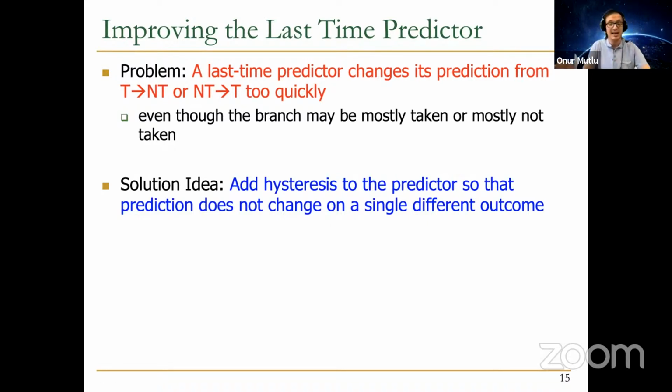Now, hysteresis is a very common engineering concept. Whenever you design control systems, you want the control system to be stable, meaning whenever you see something happening, you don't react immediately. You wait and you react after you see there's enough evidence that you should react. And my favorite example for this is air conditioning or heating systems, right?